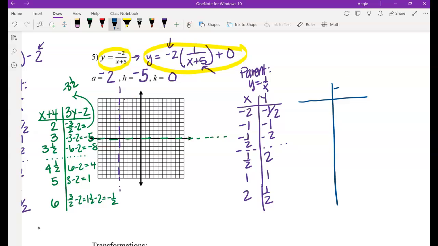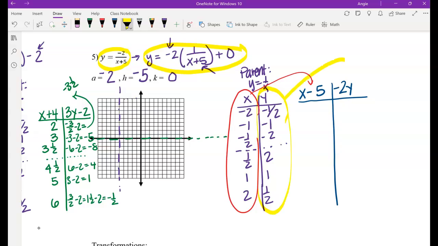So a is -2, so -2 times y. H is -5, so x minus 5, and then plus 0 for k, but we don't need to do a plus 0. Take all of these and change it here. Then you're going to take all of these and change it here. Okay, so hopefully your transformation tables are looking just like mine.